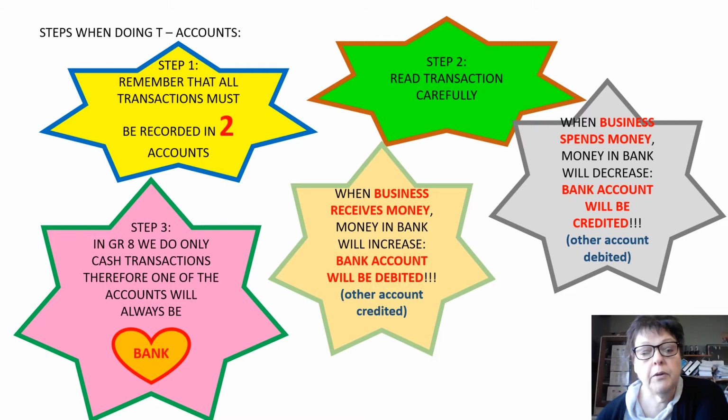Then you remember when you read, the business can either receive money or spend money. When the business receives money, money in the bank will increase. Therefore, the bank account will be debited. And obviously, the other account will be credited. When the business spends money, money in the bank will decrease. Bank account will be credited and the other account debited.